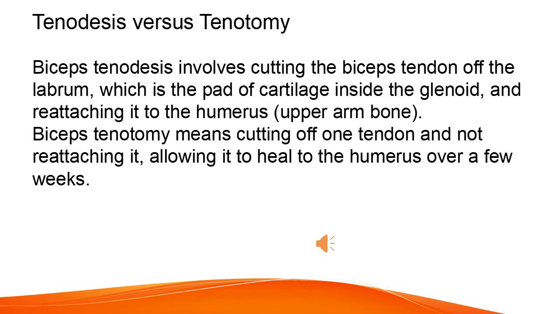Tenodesis versus tenotomy. Biceps tenodesis involves cutting the biceps tendon off the labrum, which is the pad of cartilage inside the glenoid, and reattaching it to the humerus, upper arm bone. Biceps tenotomy means cutting off one tendon and not reattaching it, allowing it to heal to the humerus over a few weeks.